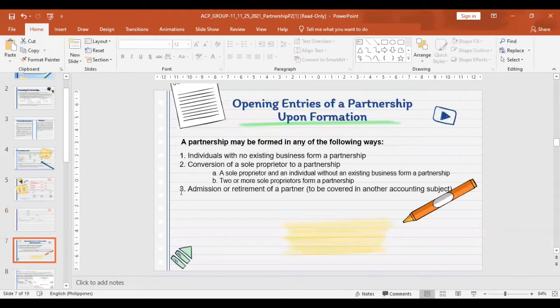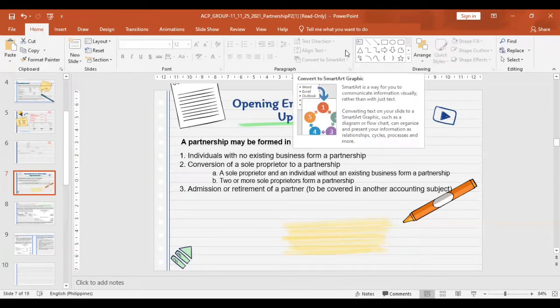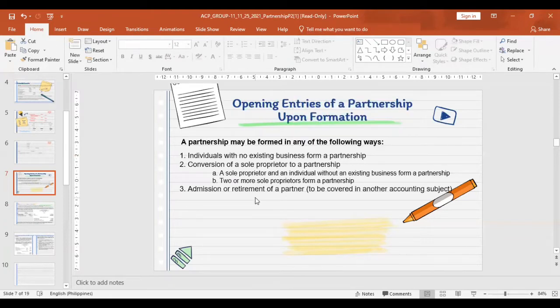So, next tayo. So, opening entries of a partnership upon formation. So, a partnership may form in the following ways. So, individuals with no existing business form a partnership. So, pwedeng for example, dalawa kayo ng kaibigan mo, wala kayong existing business, pwede kayong mag-form ng partnership. Pwede din naman na ikaw wala kang business, then yung ka-partner mo meron, pwede din yun. Pwede din yung dalawa kayong merong pangalan nito, business, then mag-form kayo ng partnership.